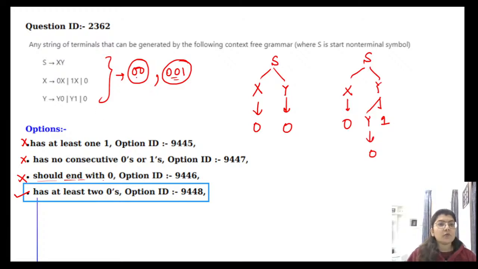So if you would have done this question this way, it would have taken very less time for you to solve this. Simply, always when you have these type of questions, always start with the smallest possible string that you are forming, and you will get your answer.